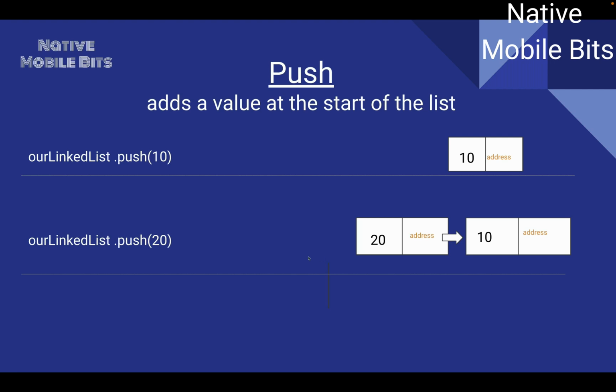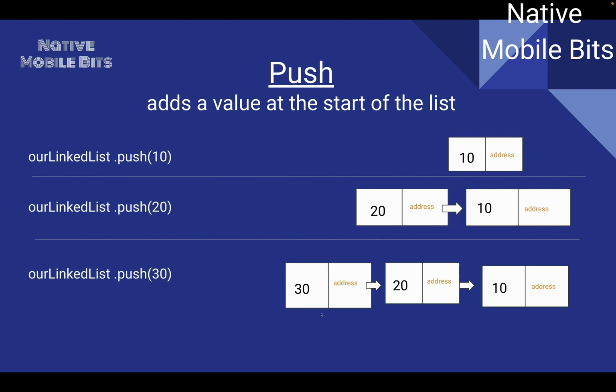The moment we push the next and the last element 30, 30 will become the head node of our linked list. It will get pushed at the start of our linked list. So this will become head and then these two elements will be there. This way our linked list output in the end will be 30, 20, 10. Let's try to implement this push operation now.